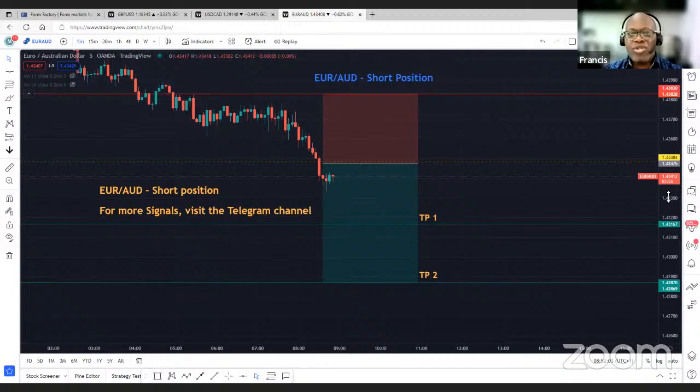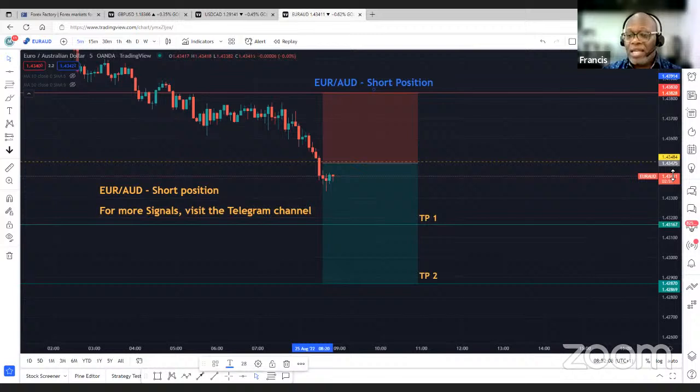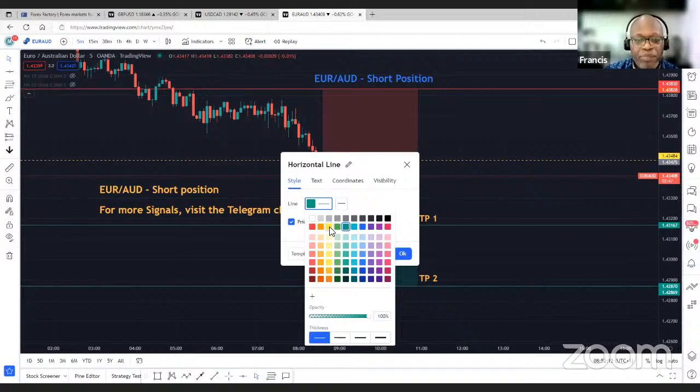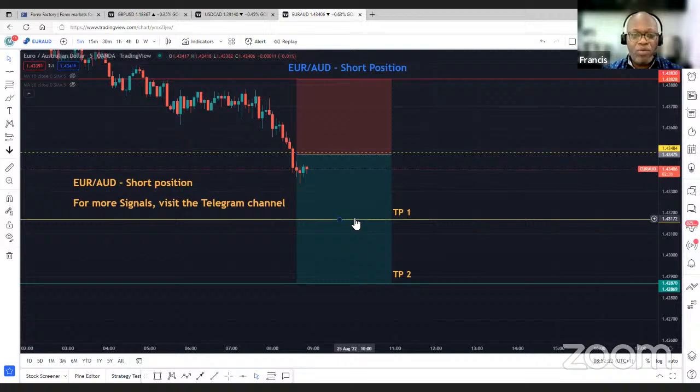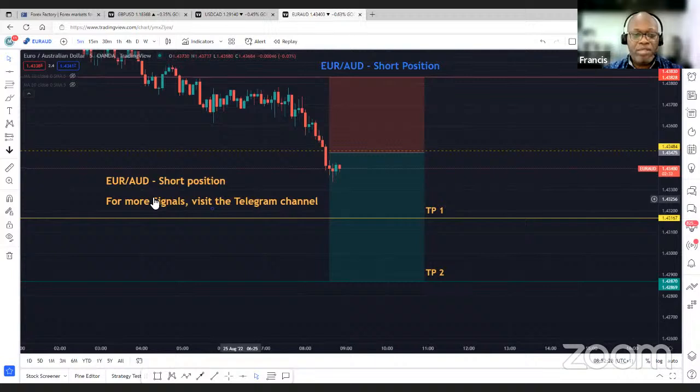There isn't much news to actually push the market, but that is not to say that we cannot get 30 pips from this today. We're in this one already. So if the price gets to TP1, that's like 30 pips. That would be like 30 pips, guys.